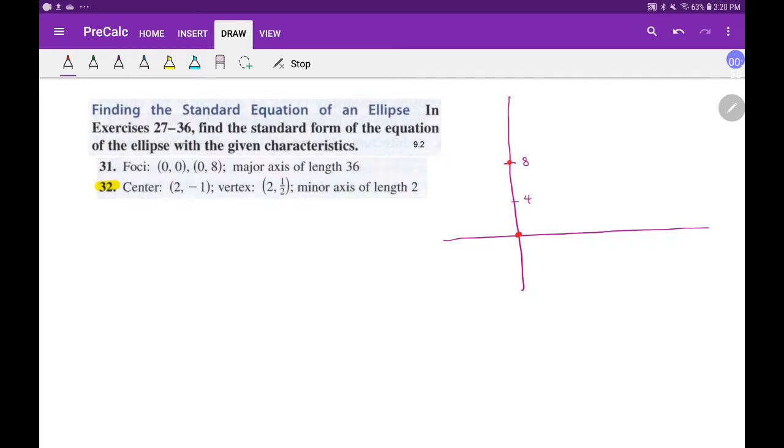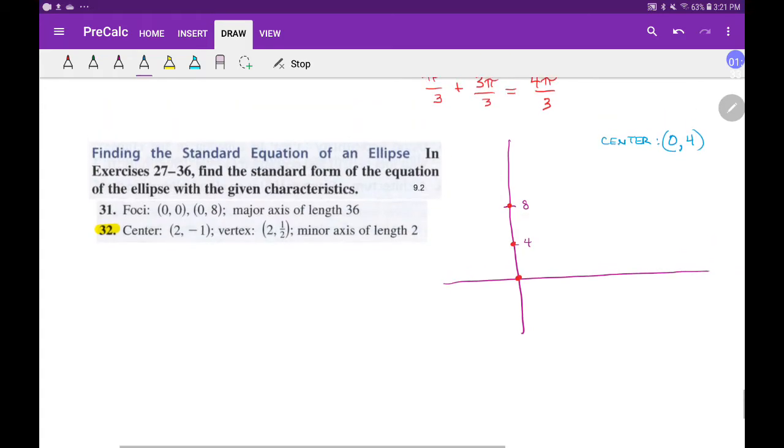So it looks like we have a vertically oriented ellipse with the center at 0, 4. Okay. So those are the foci. Our major axis length is 36. So that means 18 in one direction and 18 in the other.